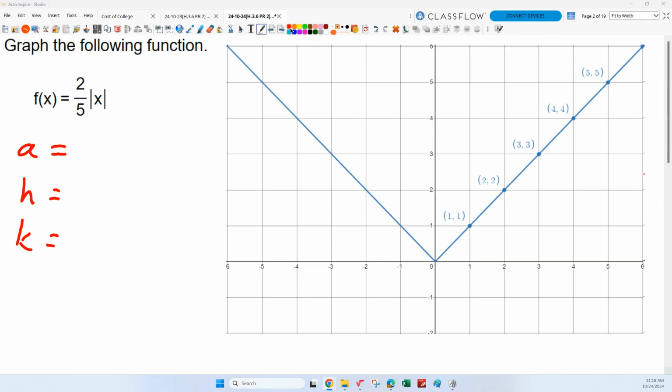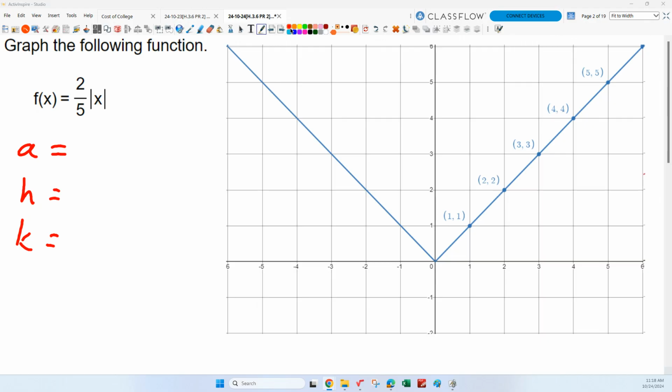That's all we needed to do transformations of these graphs, A, H, and K. Remind me, what was A? What did that stand for? Vertical dilation factor. And we want to say factor because that reminds us we're multiplying. What's H represent? H is horizontal translation. K is vertical translation. Okay, good.